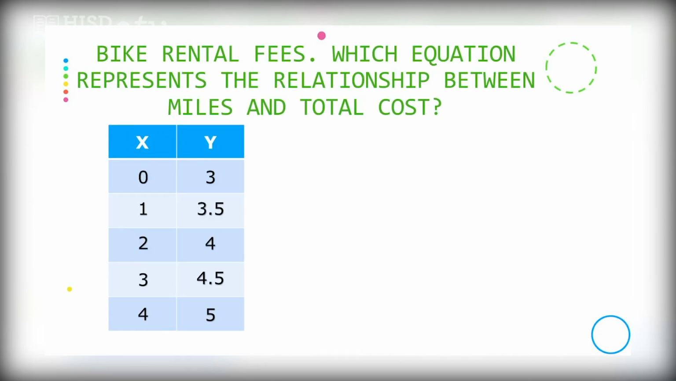On this problem, we have the bike rental fees, and they are given on this table. The question says, which equation represents the relationship between the miles that you drive the bike and the total cost that the rental is going to be.